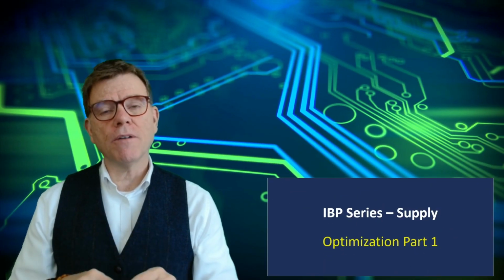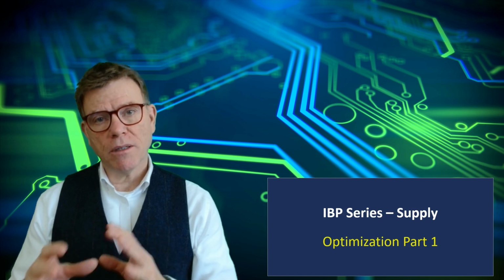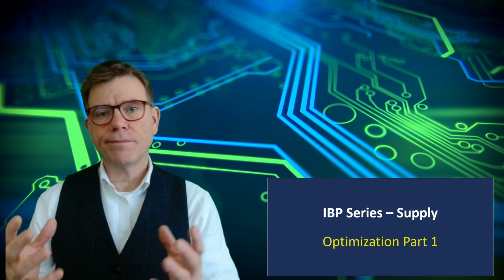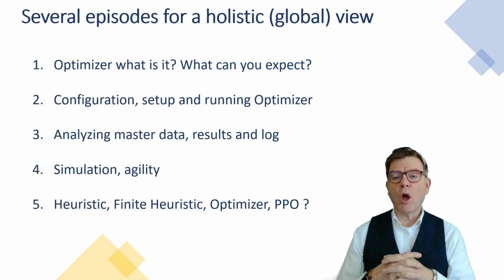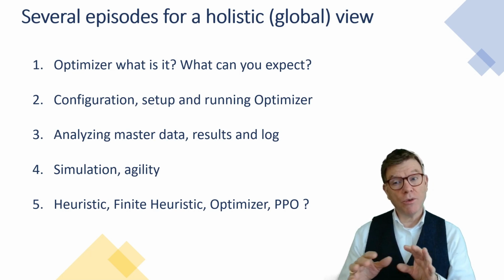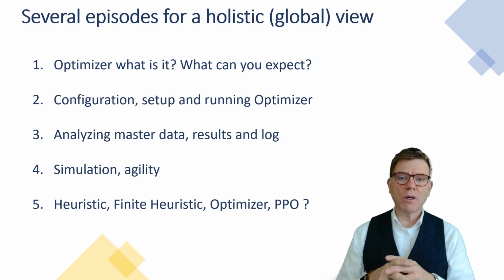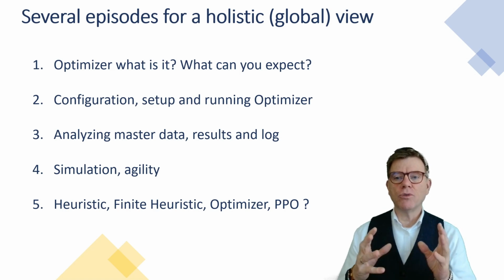Today, part 1 of the optimization. There will be several episodes to describe and present the optimization capabilities provided in SAP IBP. Because we want to present a global view, a holistic view of the optimization capabilities in SAP IBP, here are the 5 episodes we will have. The first one for today will be about the concept: why to use the optimizer, how does it globally work, what does it aim at doing.